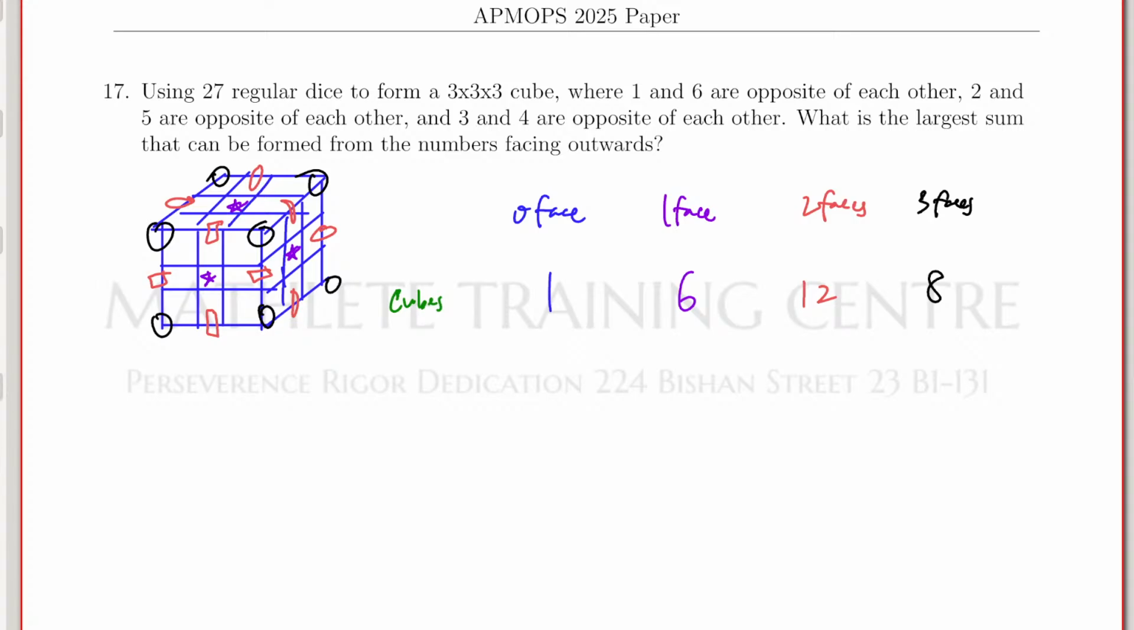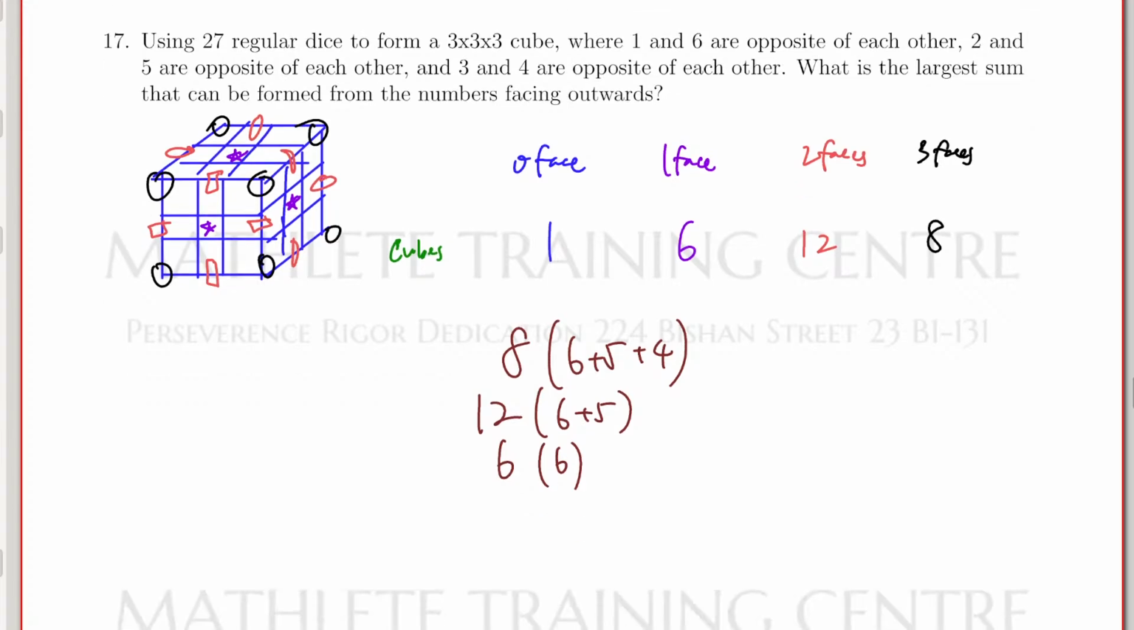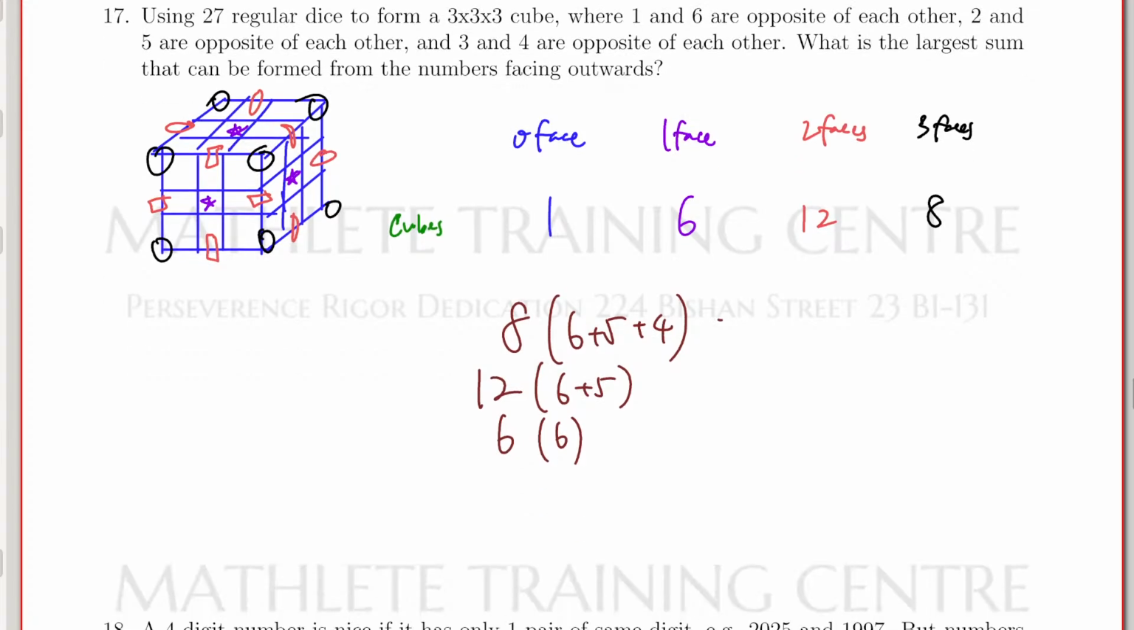Okay, so if you have the 3 faces, 8 of them have 3 faces. What would these 8 show for the maximum sum? They will show 6 plus 5 plus 4, right? For the maximum sum. What about those 12 of them with 2 faces? These 12 will show 6 plus 5 for maximum sum. What about the 6 of them with 1 face? They will show 6. And the one with 0 faces cannot show anything, so of course there will be no sum.